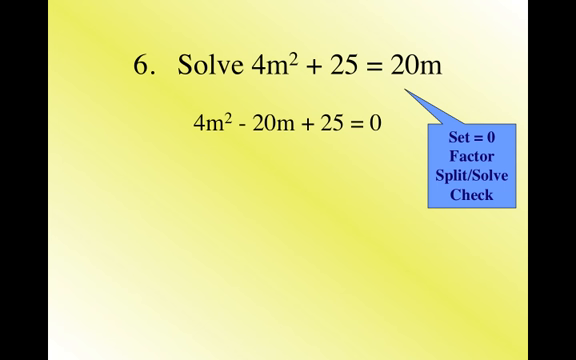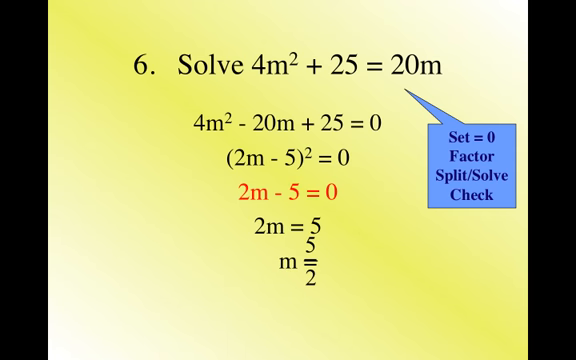This time, to factor, you need to make sure that you use mathful. Why don't you go ahead and pause here and factor this problem using mathful. Okay, so if you factored using mathful, you should end up with 2m minus 5 and the whole thing squared. Or you could also have 2m minus 5 and 2m minus 5. This is actually an example of a perfect square trinomial. So we're going to take 2m minus 5 and set that equal to 0 and solve for m. And when you do that, you should end up with m equals 5 over 2, or 2.5.